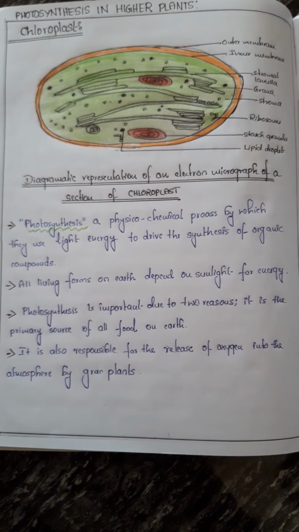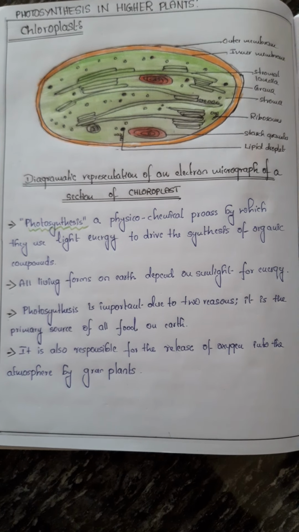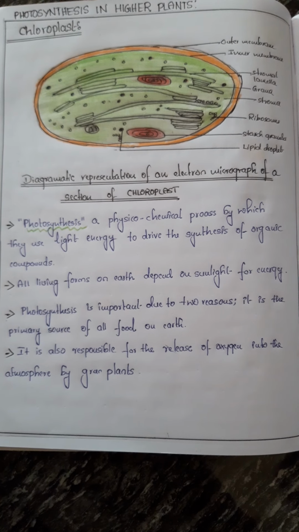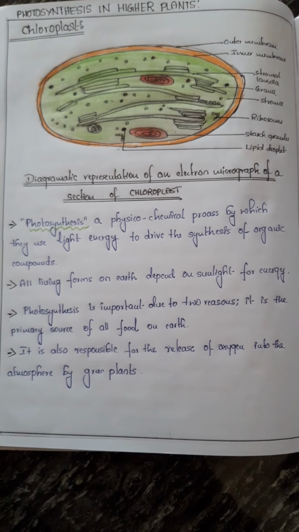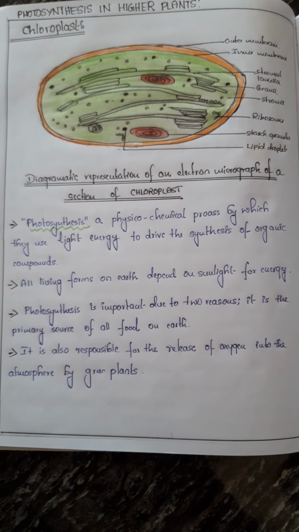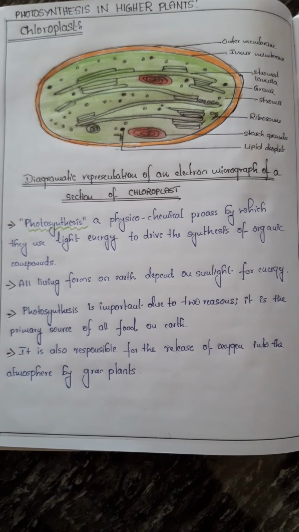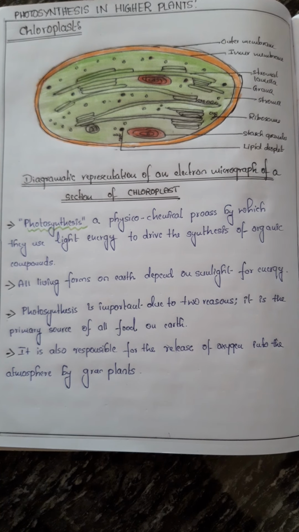Now let us move on to photosynthesis. Photosynthesis is a physiochemical process by which plants use light energy to drive the synthesis of organic compounds. All living forms on earth depend on sunlight for energy.